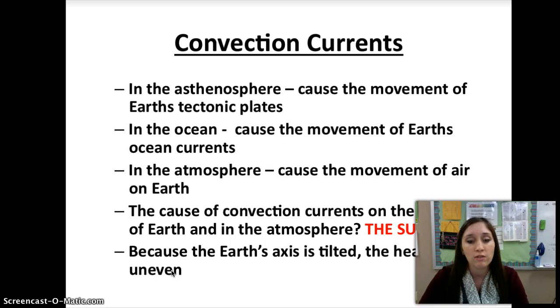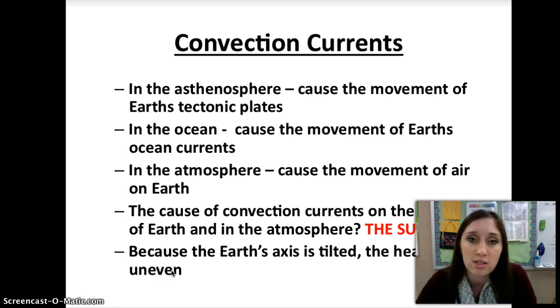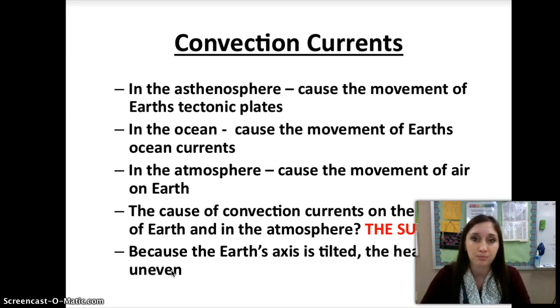So the cause of convection currents on the surface of the Earth and in the atmosphere, what actually causes this? Well, we just said that the changes in density is how we get that movement. The thing that causes a change in density is the unequal heating of the Earth. And what causes heating of the Earth? The sun. So the sun is going to cause the convection currents in the water and in the wind.